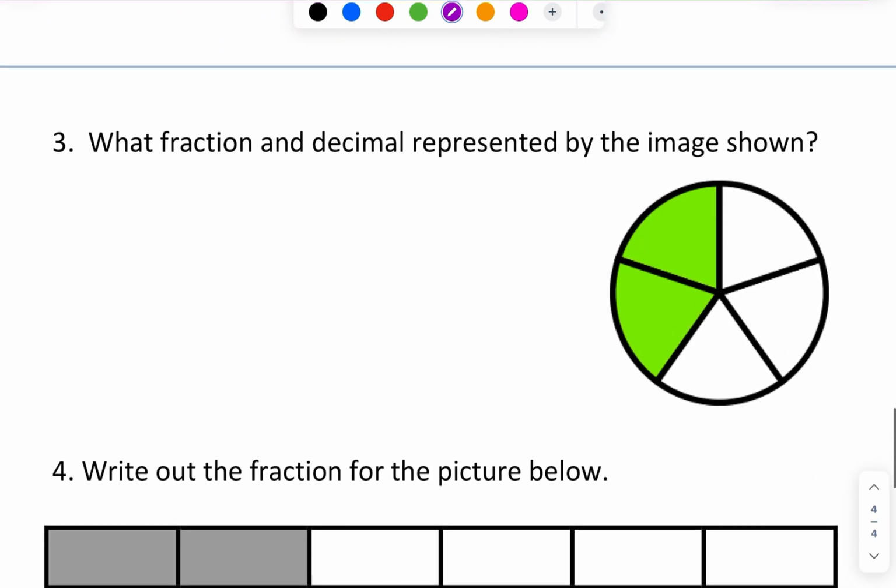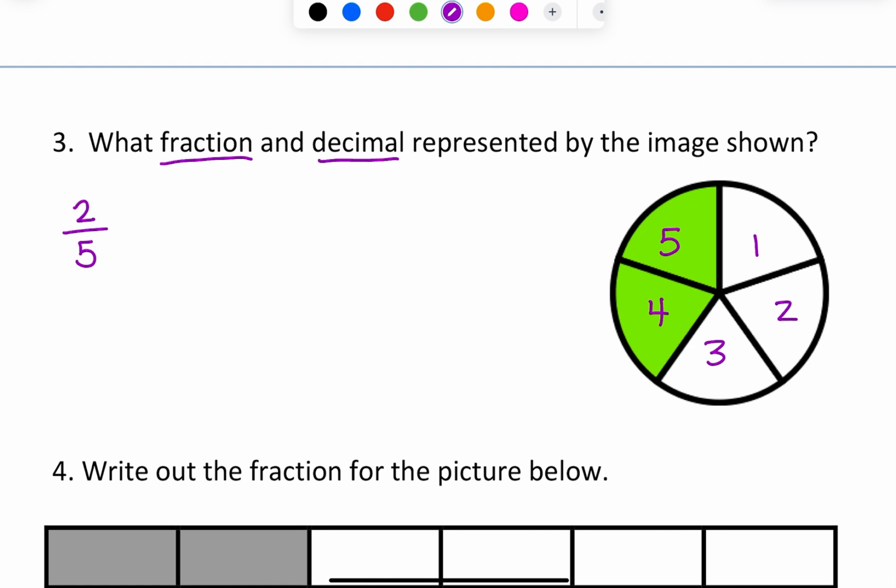What fraction and decimal is represented by the image? So on this one, it wants a fraction and a decimal. So the first one's gonna be easy because we just discussed pictures equal fractions. So when I fill this in, I have 1, 2, 3, 4, 5. So my total is 5. And on this one, I have 2 pieces that are shaded in. So those are green. All right. So now I need to turn that into a decimal. And hopefully at this point, we know we need a cowboy and horse to do that.